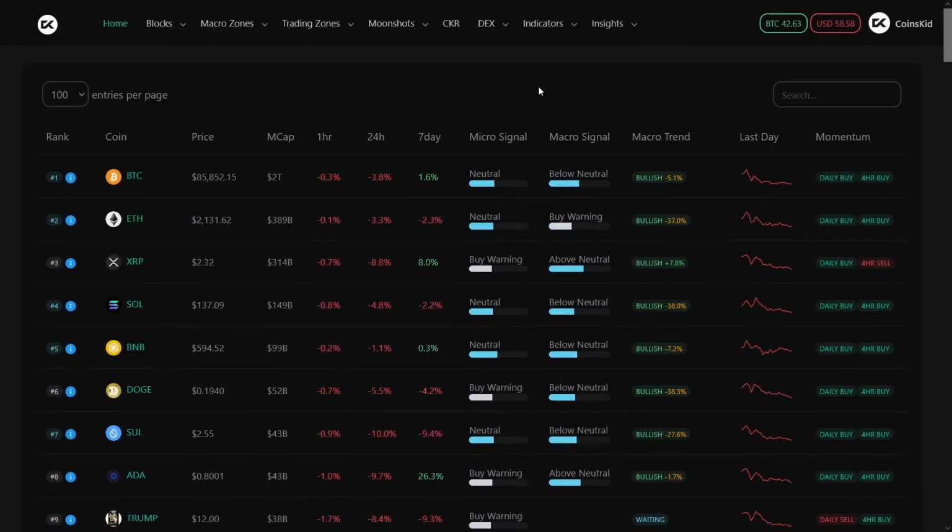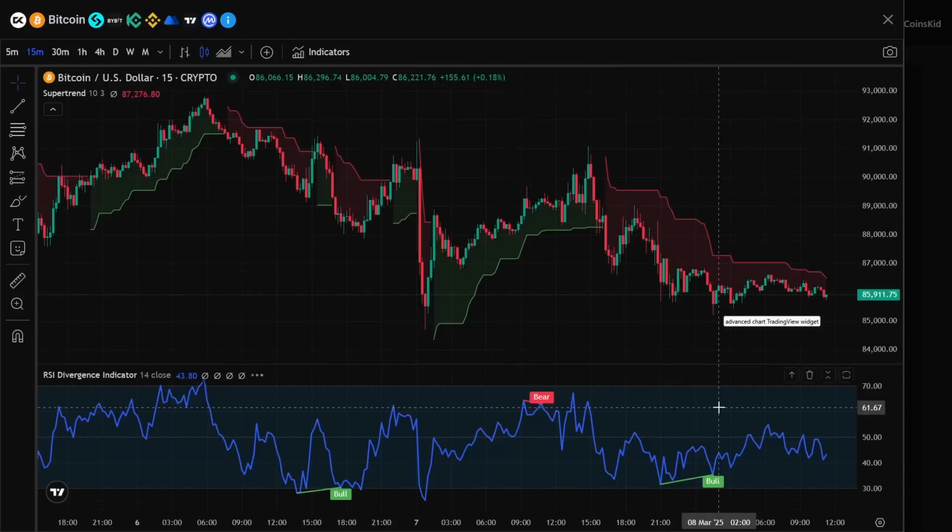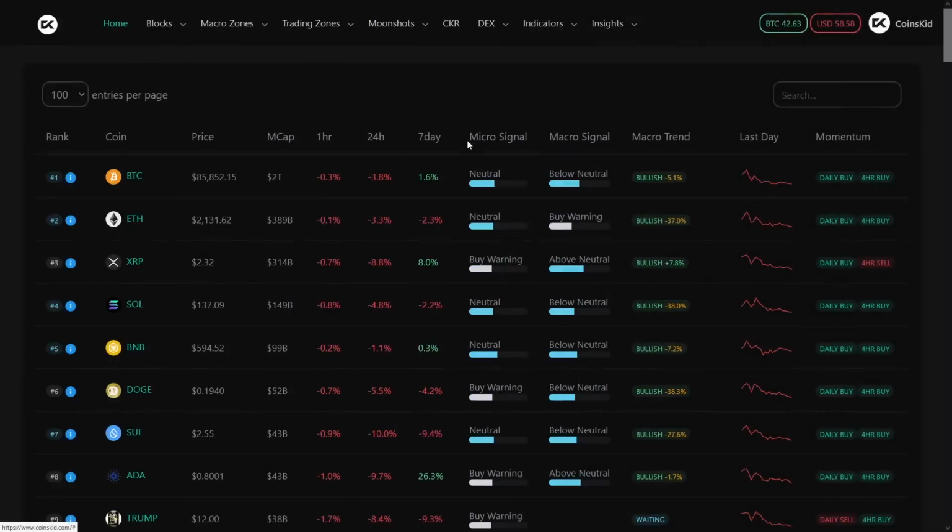So that's just a quick little introduction on how to use the index with the bullish and bearish divergence indicator that I've added to the CoinsKid crew index. Take a quick look at Bitcoin. It's neutral at the moment. There's no signal on the micro, so it's a neutral trade. It's an out trade basically.